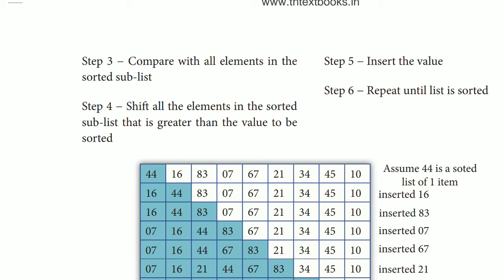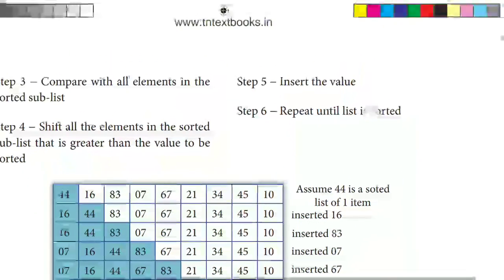So it will compare with all the elements, which is only one. 44 is the only element present in the array. So 16 is less than 44, so it is placing the value 16 before 44. Shift all the elements in the sorted sublist that are greater than the value to be inserted. Insert the value, and repeat until the list is sorted.